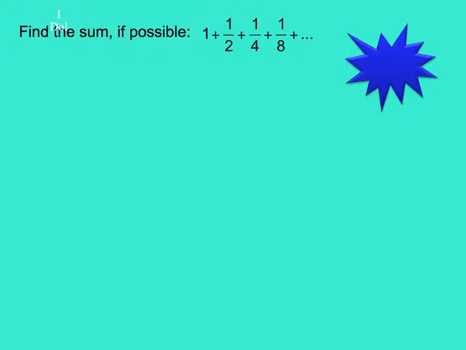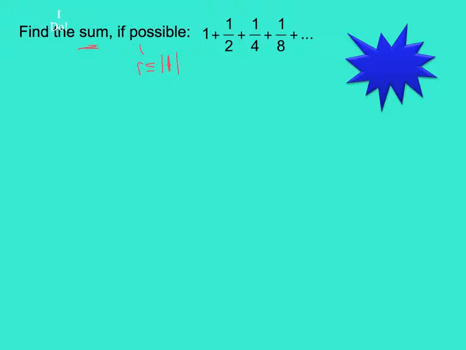So that brings us to the I do. Find the sum if possible. That means I'm going to have to check and see if R is in between -1 and +1. So I'm going to have to check on that.